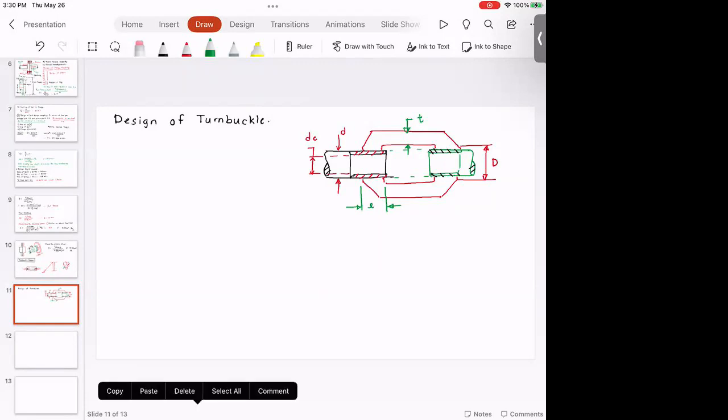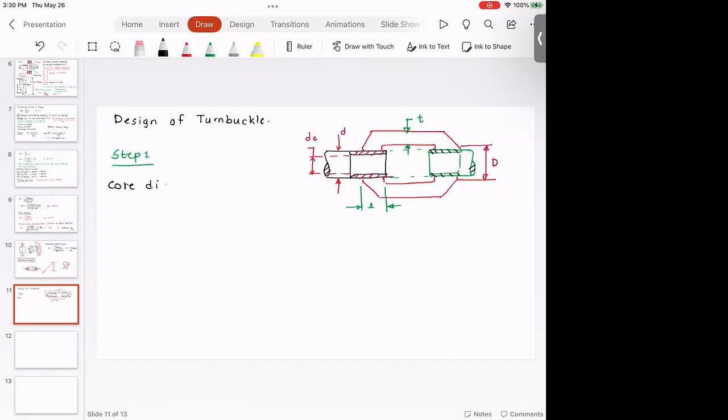So step 1, core diameter, which is DC, and that is found out using direct tension.